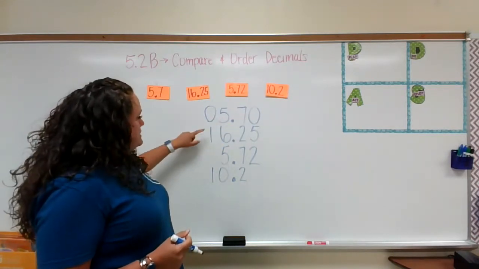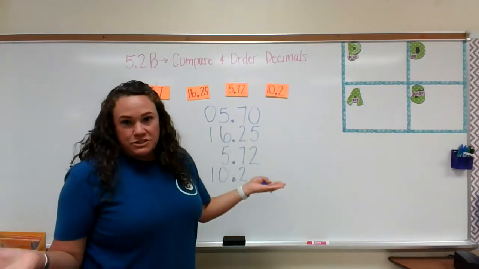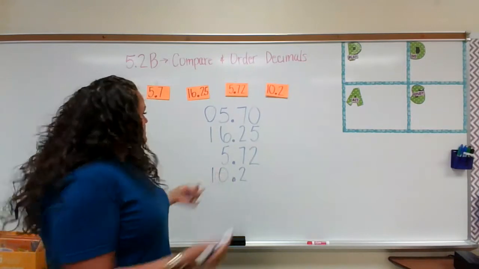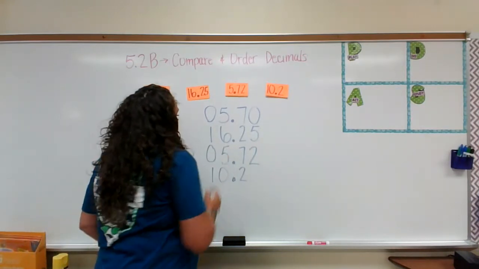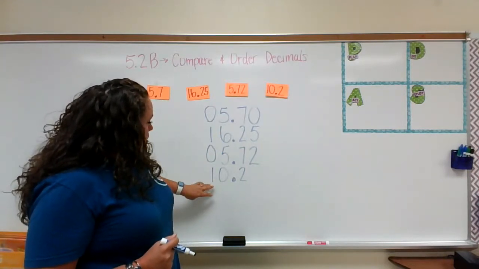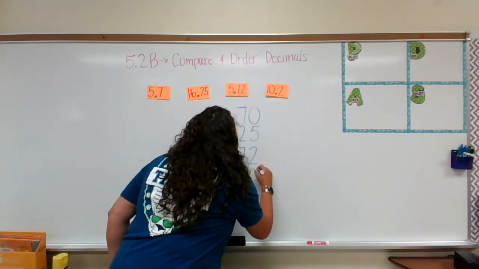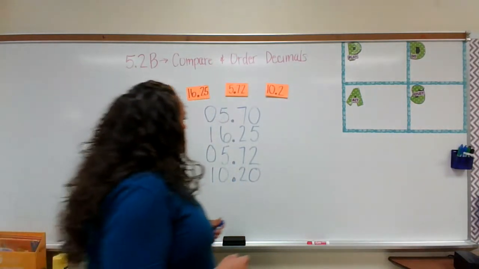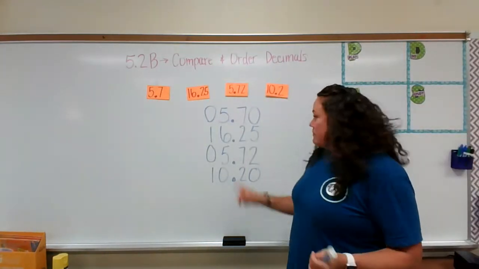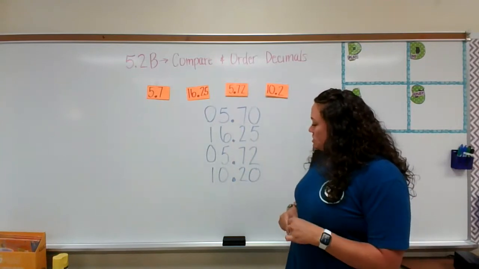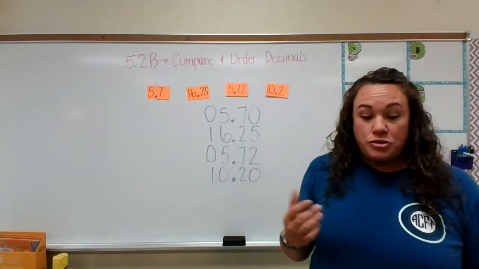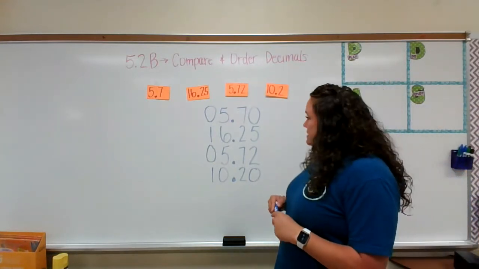Now I have 16 25, and it already has 4 digits, so I don't have to do anything for that. Here I have 5 72, which is only 3 digits, so I'm going to put a 0 here. 1, 2, 3, 4. Good. Now I have 3 here, so I'm going to add a 0 onto the end. Now that I've plugged in my zeros where I need them, we are going to order these numbers from least to greatest.